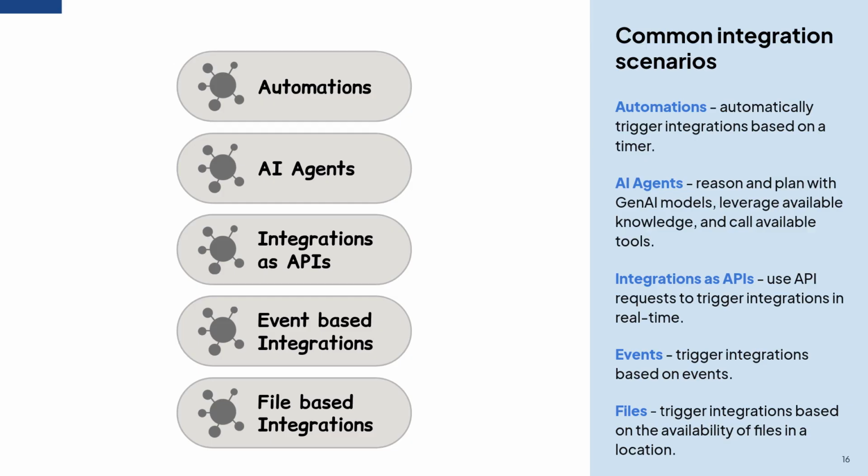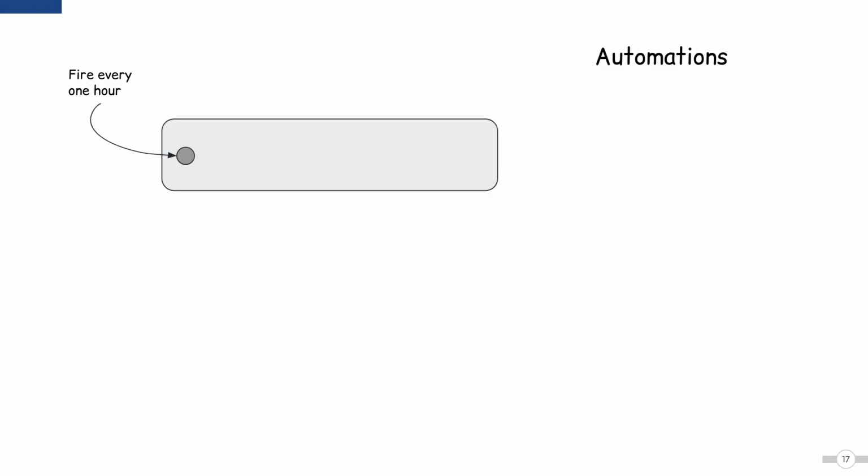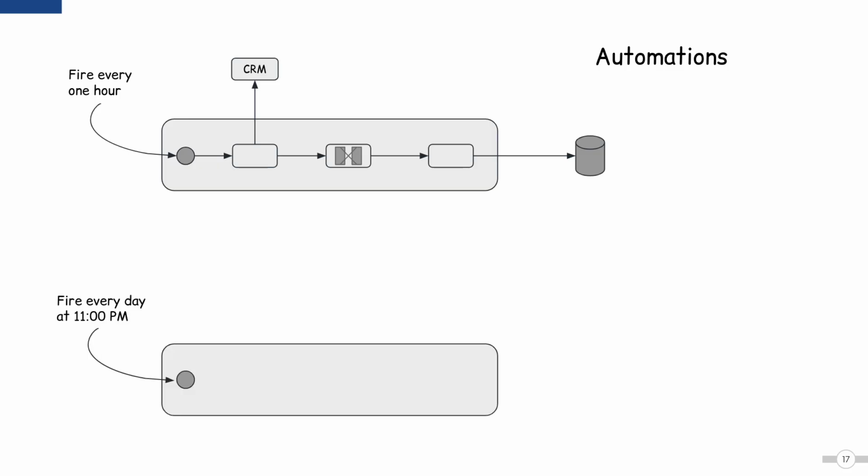So let's look at these individual pieces in order, and see how things work together. So when it comes to automations, as I mentioned, automation could be triggered based on a timer. Now, if you have a scenario where you want to start a process every 1 hour, that process may involve connecting to CRM, getting that data, transforming it, doing further processing, and then inserting into a database.